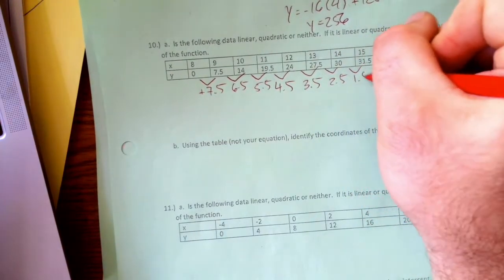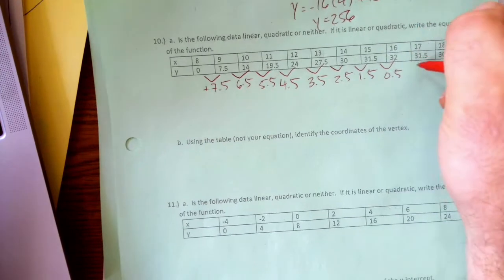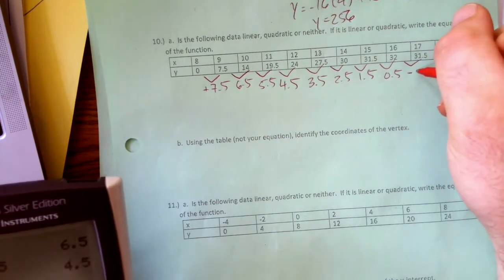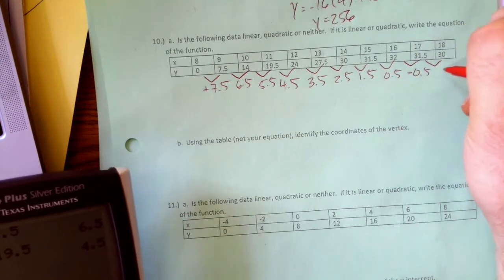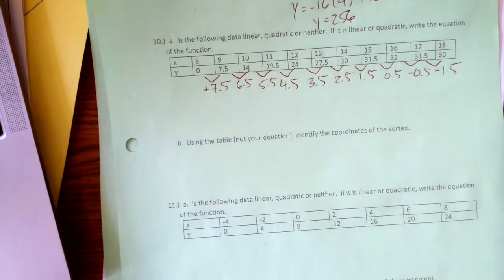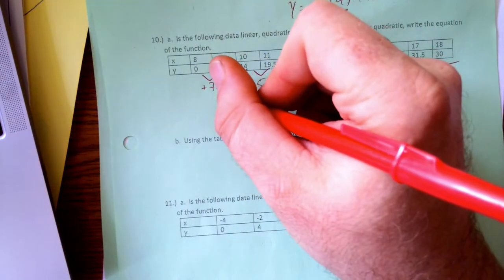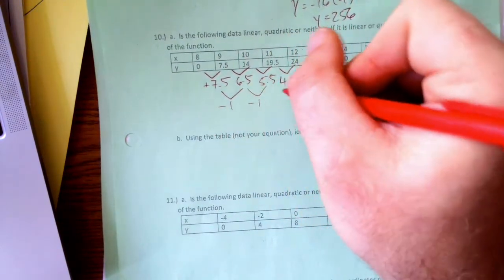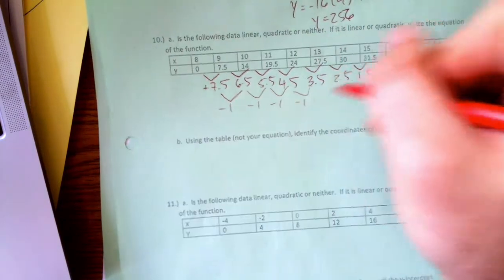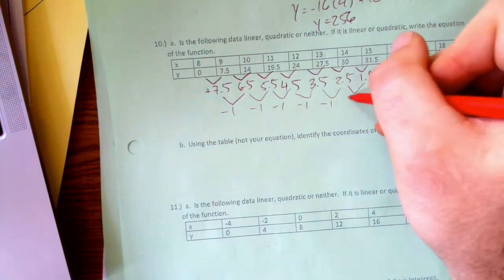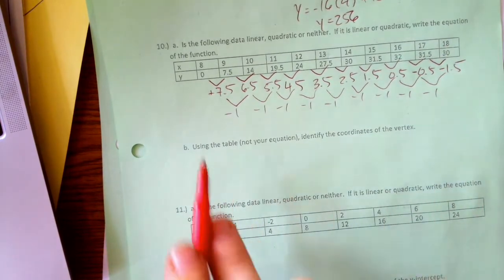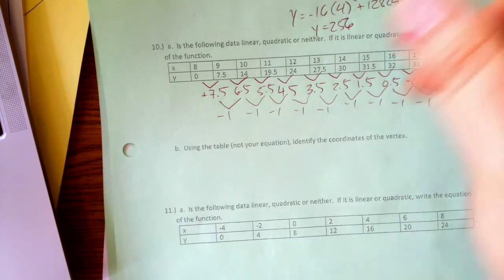2.5, 1.5, 0.5, minus 0.5, and minus 1.5. So that's a long way to go. Those are not the same numbers, so it's not linear. But to get them from 7.5 to 6.5, you have to subtract 1, and again subtract 1 each time. So if they're all the same on the second, it is quadratic.